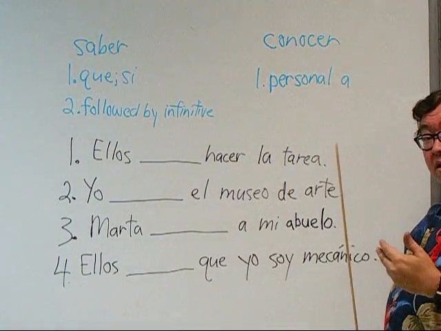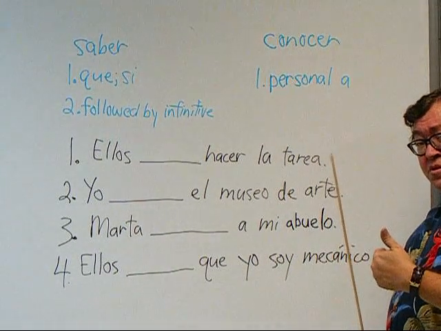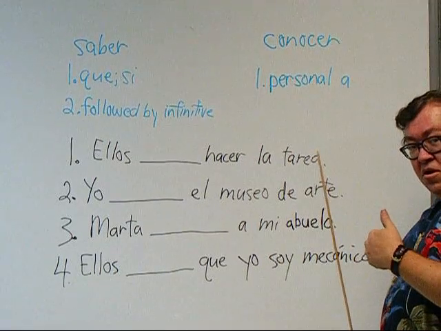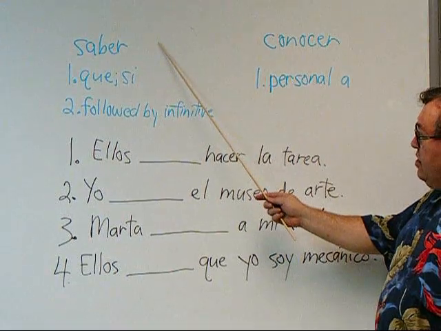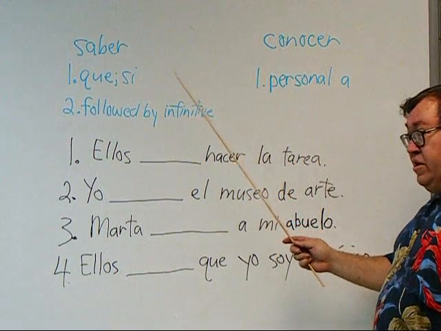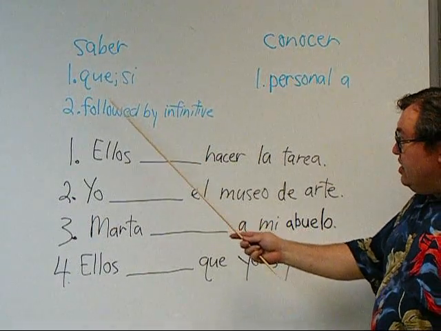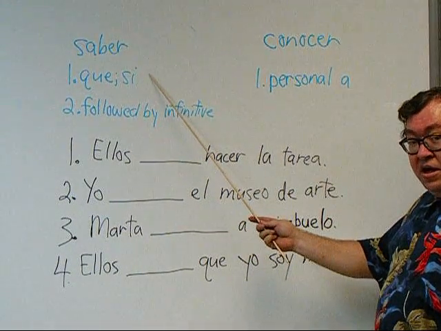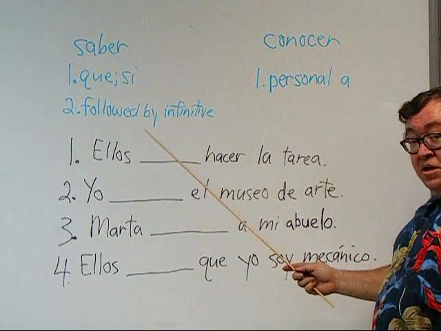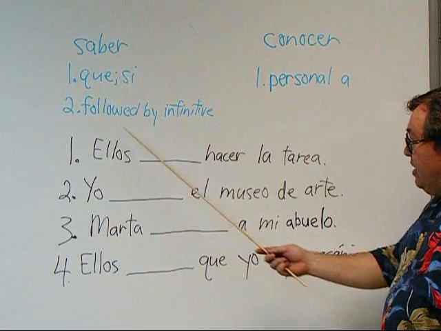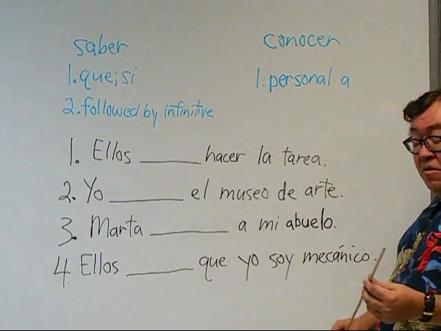Okay, now we're going to talk about the meanings of the two verbs and some clues that help you figure out which one to use when you're trying to pick one for your homework or put it in a sentence. If you're using the verb saber, one of the clues, if it's facts, figures, or information, is there might be a que or a si in the sentence. Que is that, and si, without the accent, S-I, means if. And also, if you're talking about knowing how to do something, then that's going to be followed by an infinitive. An infinitive is a word that ends in AR, ER, or IR.